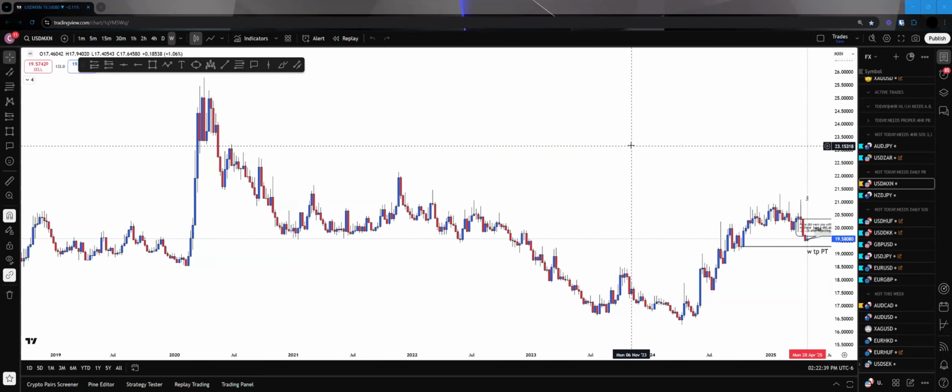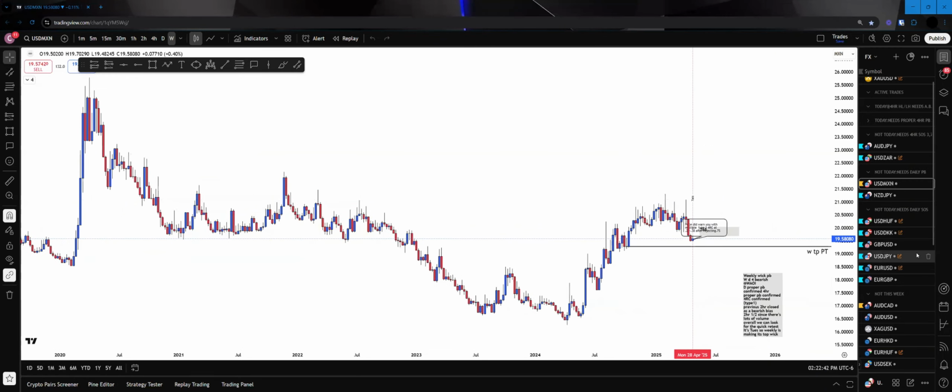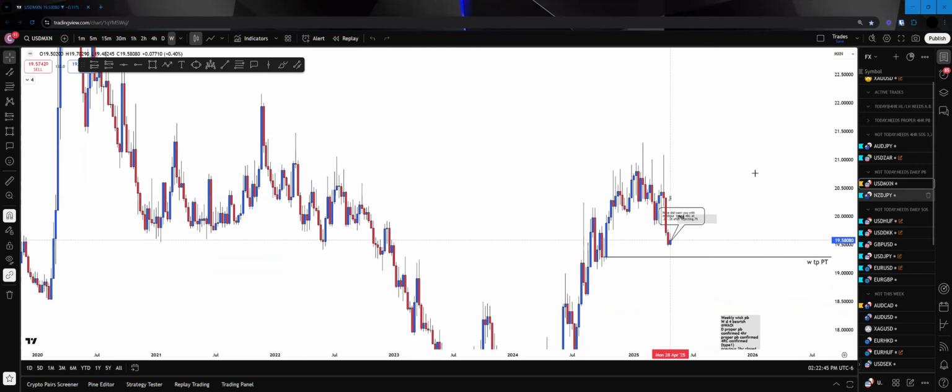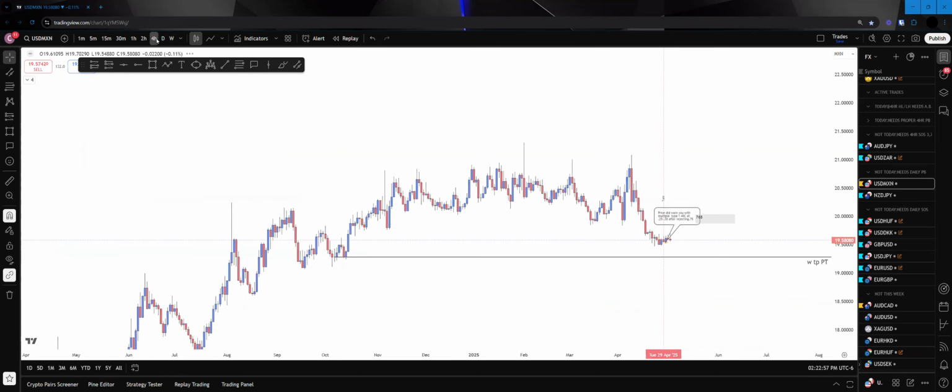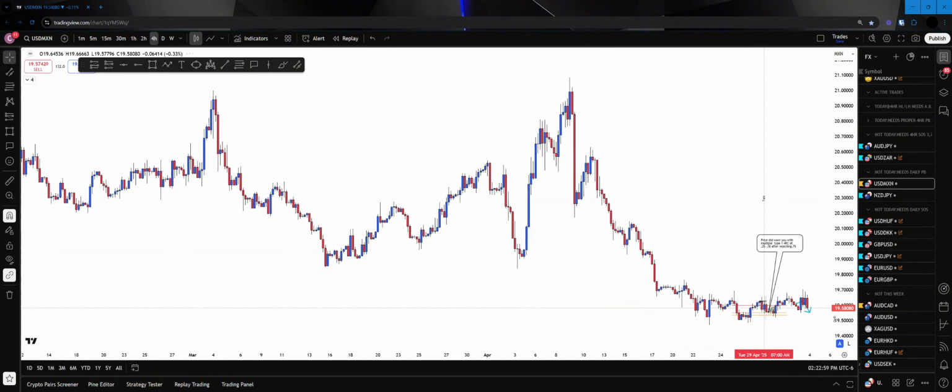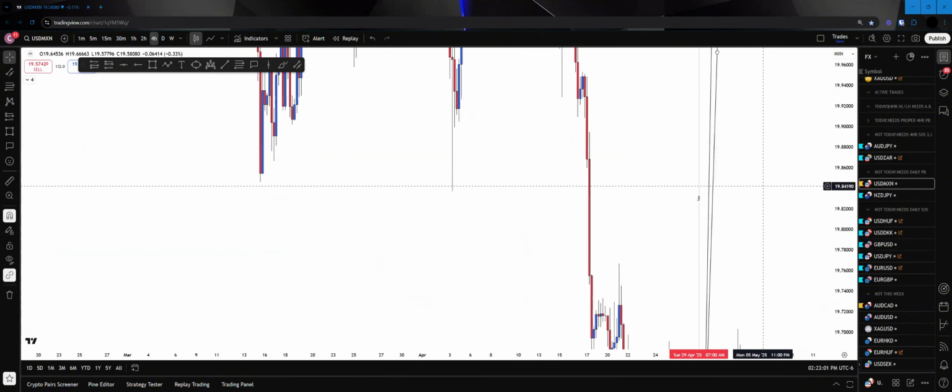Okay, I'm just gonna do a quick breakdown of what happened last week. So not much happened. Basically we were on USDMXN here. And then price just did that. It didn't really go anywhere. So basically what happened was we were here.